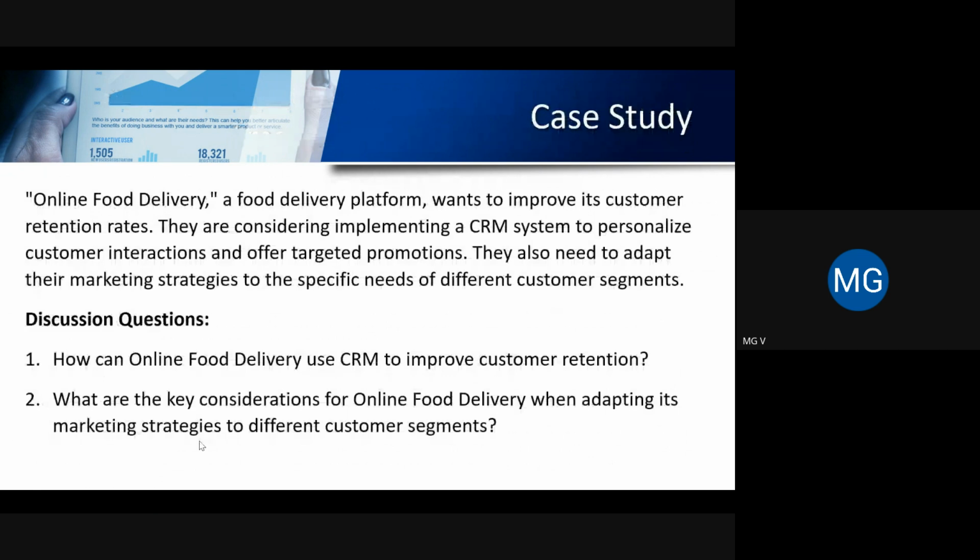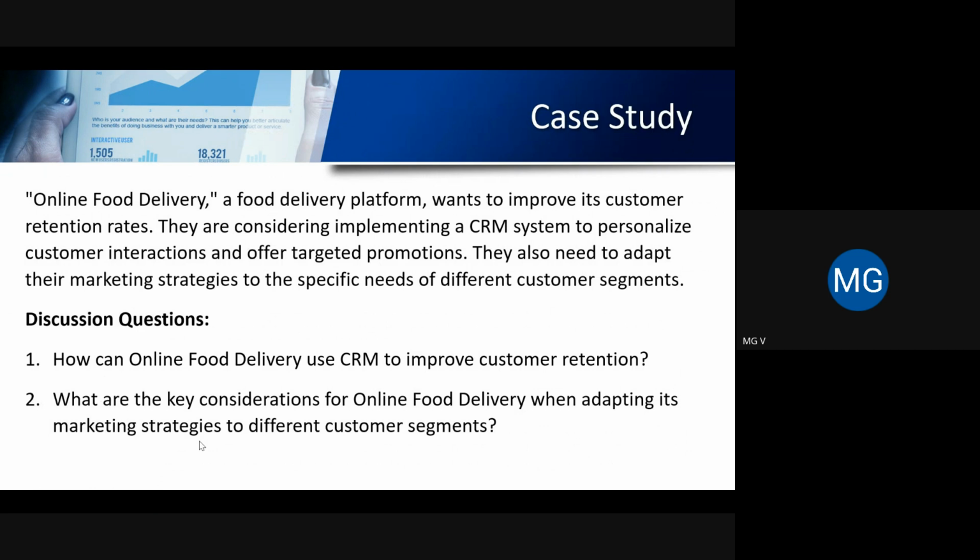Online food delivery: a food delivery platform wants to improve its customer retention rates. They are considering implementing a CRM system to personalize customer interaction and offer targeted promotions. They also need to adapt their marketing strategies to the specific needs of different customer segments. How can online food delivery use CRM to improve customer retention?